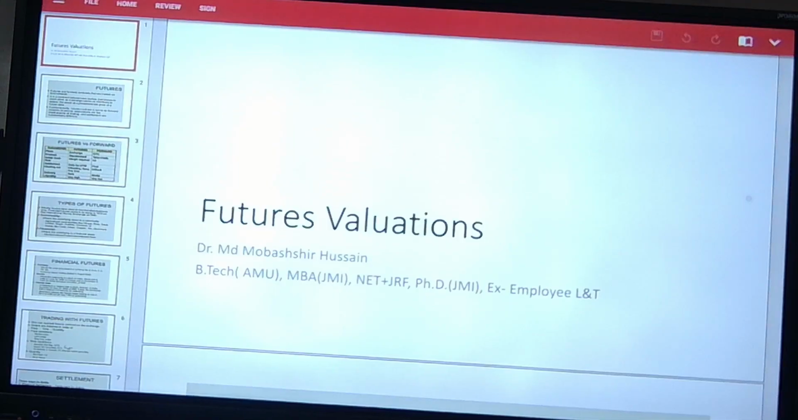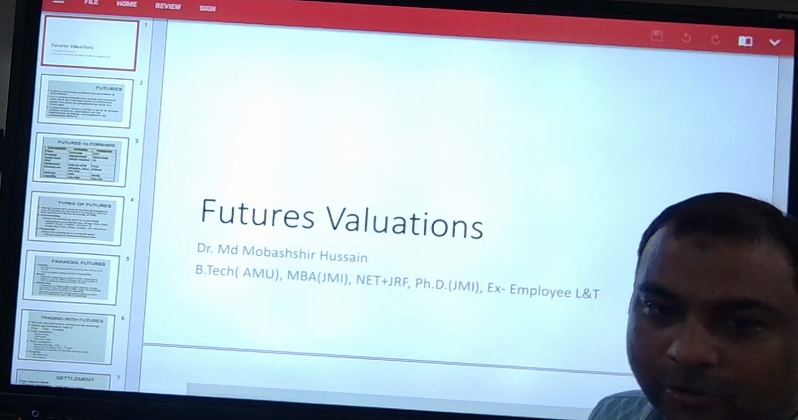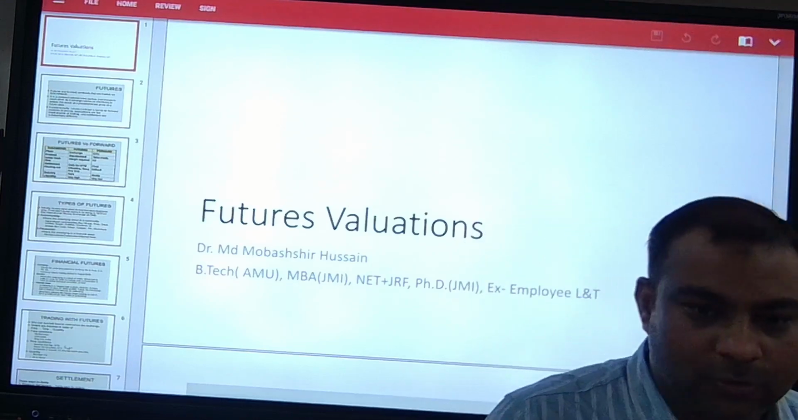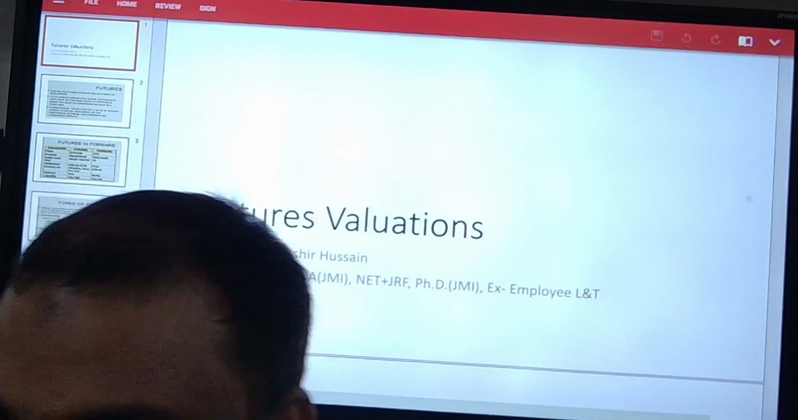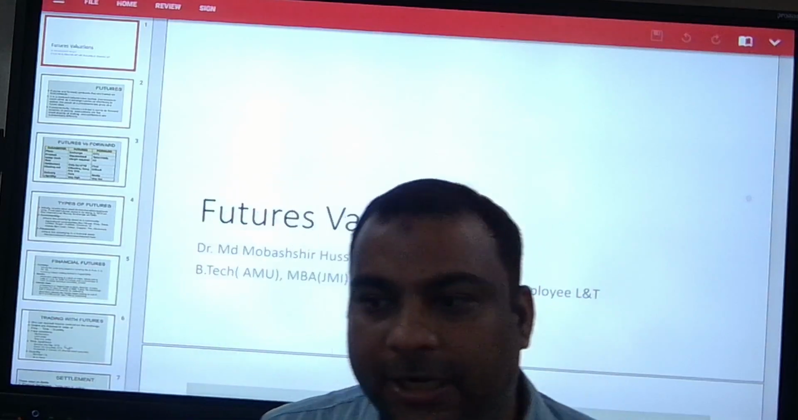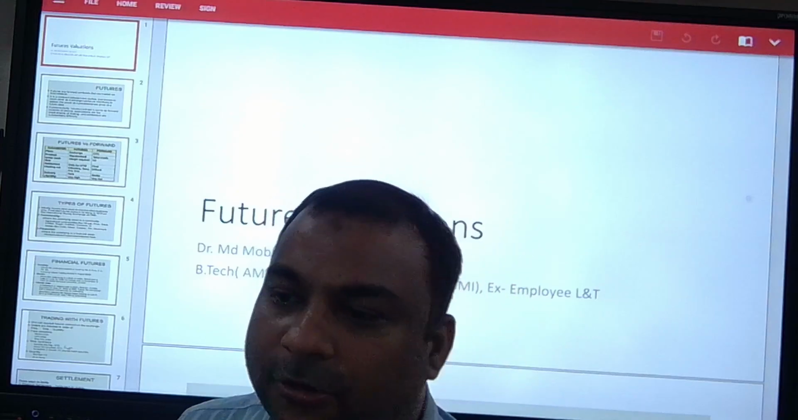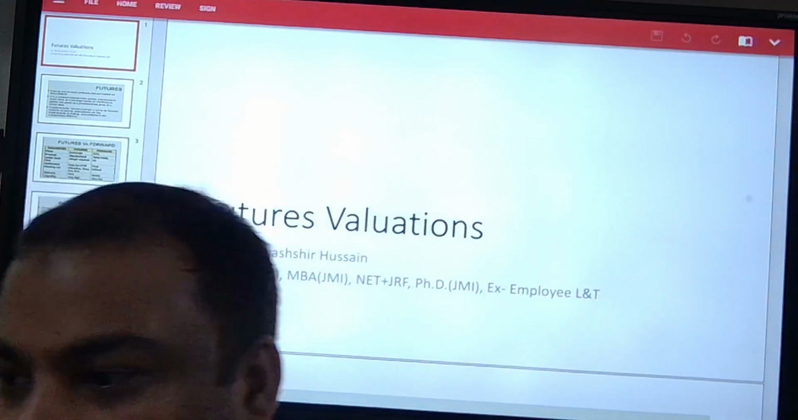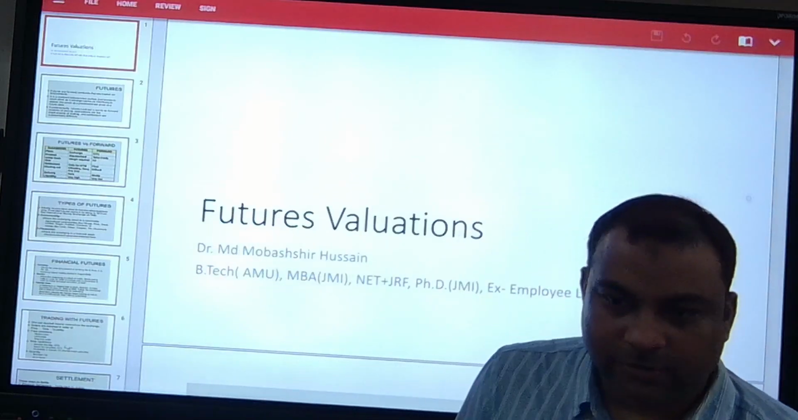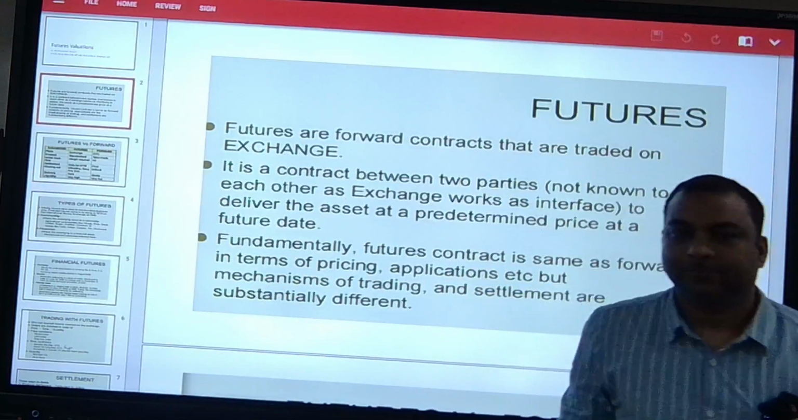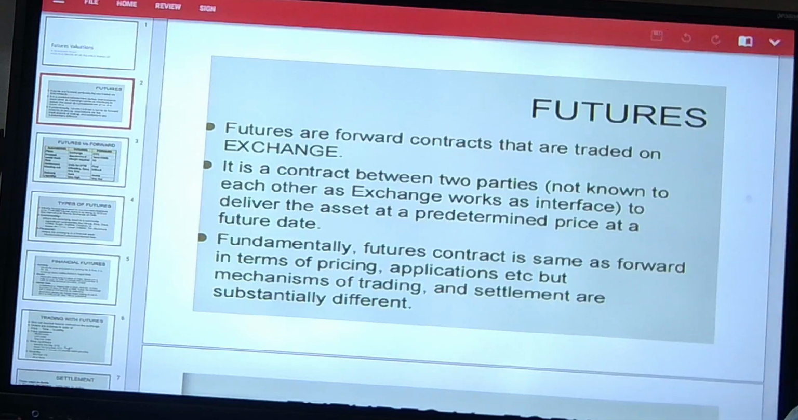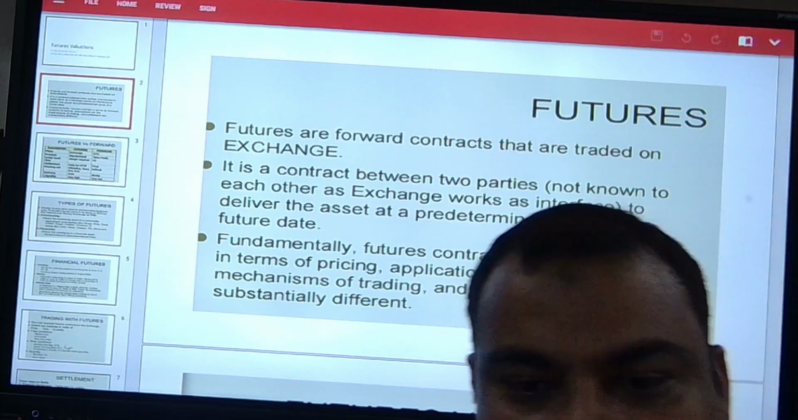Futures are exchange traded, but the definition of a future is a contract between two parties to buy or sell some financial or non-financial asset at a specified price and deliver at a future date. Okay, and it is traded on an exchange. This is the definition of a future. You can say it is an exchange traded forward contract. Simple. So can you tell me the difference between forward and future?